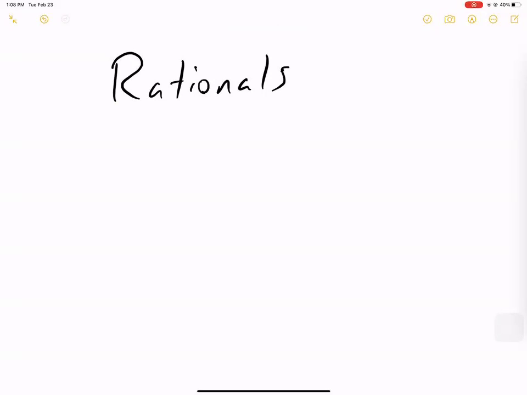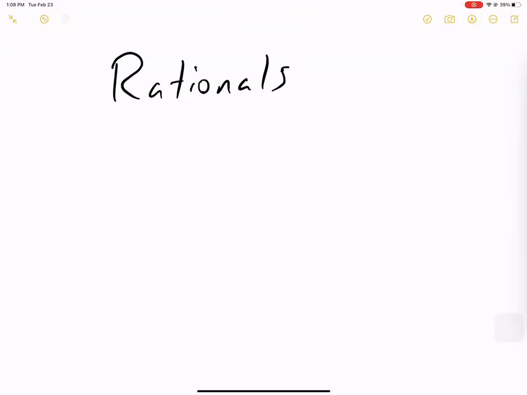We will almost never need a calculator to graph these. We're going to talk about some specific parts and how to graph them, but today we're going to focus on one main thing, and that's what we call vertical asymptotes. So let's go ahead and get started.